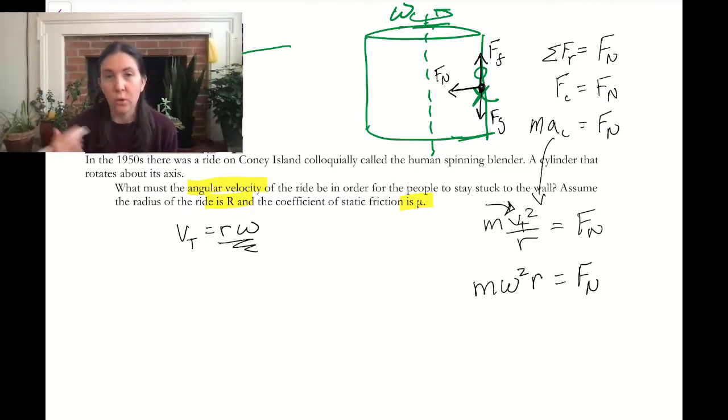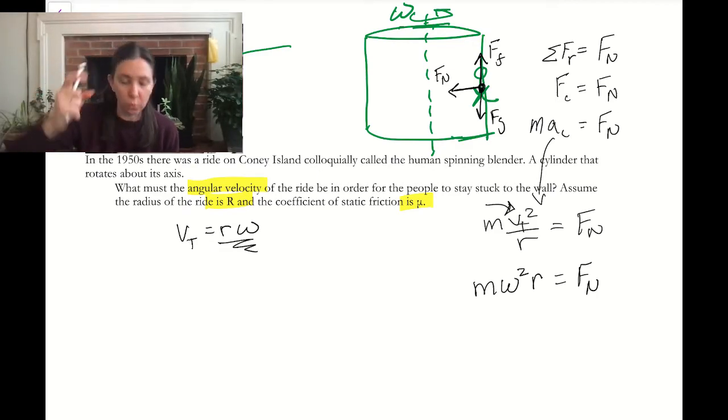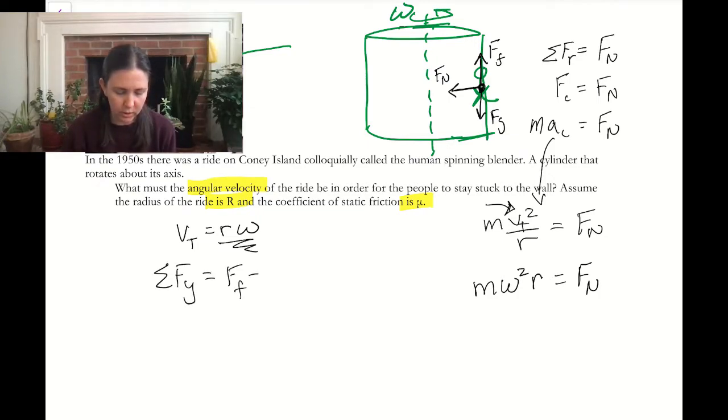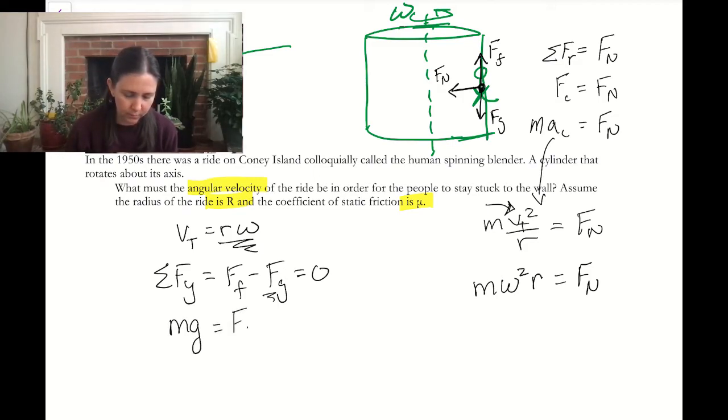We have no idea what the normal force is, and so we need to sum the forces in the other direction. When you get stuck, that's the next thing you do. So I've summed the forces in the radial direction, and now I need to sum the forces in the up and down, or the y direction. So the sum of the forces in the y direction is the force of friction minus the force of gravity. Now, as I said earlier, it's not accelerating. These people aren't accelerating up and down. And so the sum of the forces will be equal to 0. So we get mass times gravity, the force of gravity, equals the force of friction.